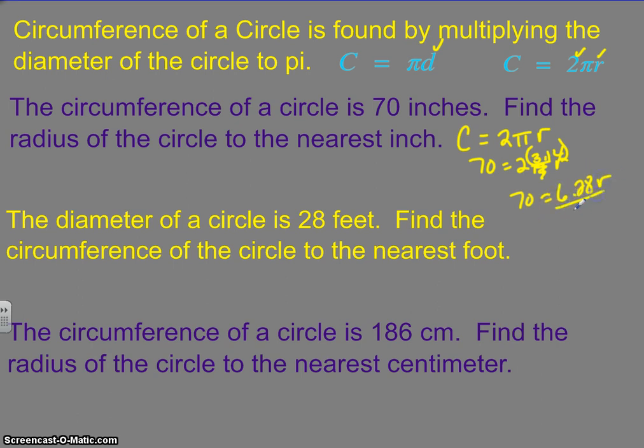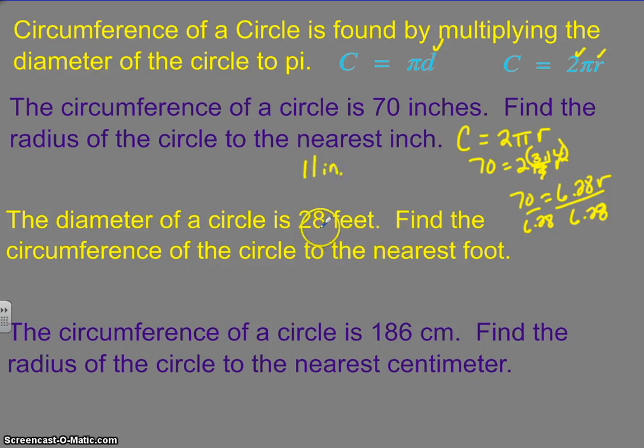Then we just simply divide both sides by 6.28. I did 2, but it's supposed to be an 8. And we got 70, let me get a calculator, 70 divided by 6.28, and we get 11.15. We're going to round it to the nearest inch, so it's just 11 inches.